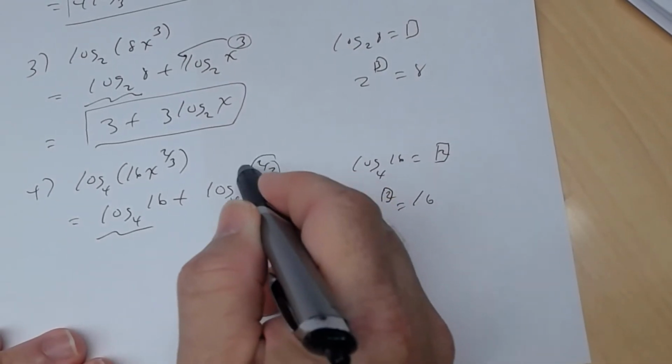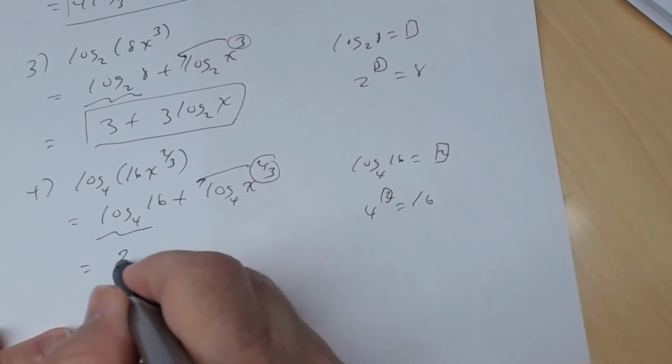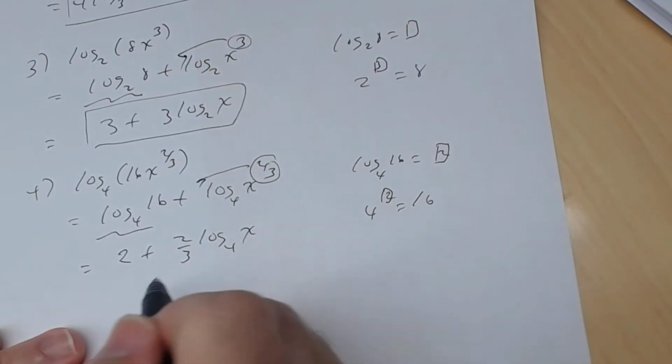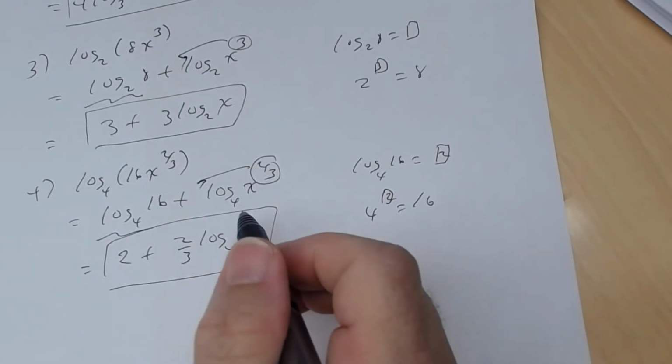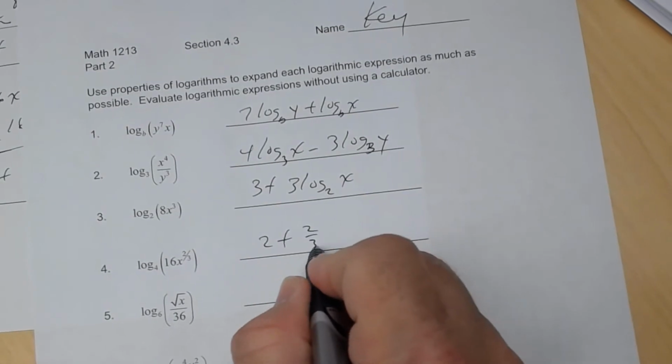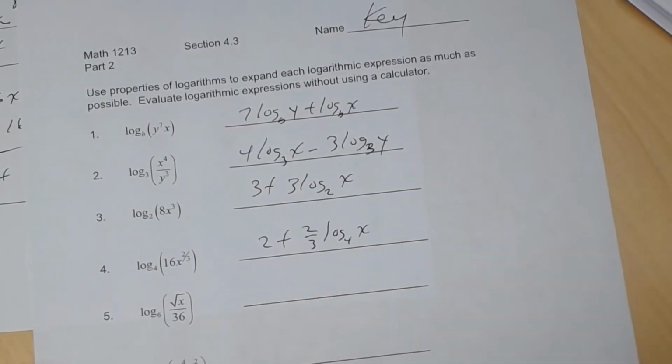And then I can use the power property here. That becomes 2 plus 2/3 log base 4 of x. All right, so that was number 4: 2 plus 2/3 log base 4 of x.